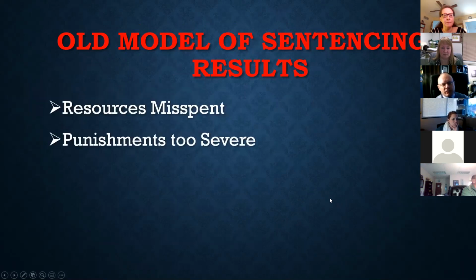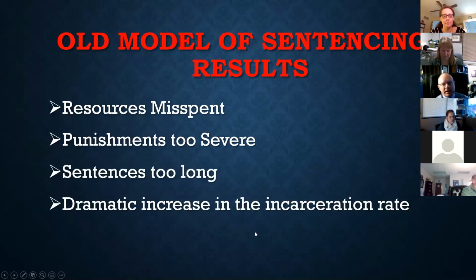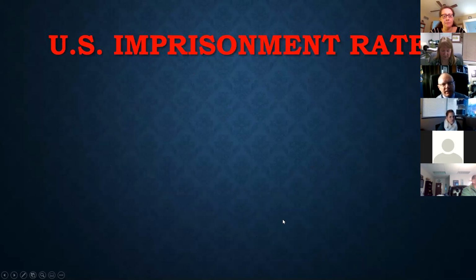Truth in sentencing, you look at Virginia in 1992, on all sentences of incarceration, you had to serve at least 80% of incarceration before you were even eligible for parole. And that was just such a burden on their system. Punishments too severe, sentences too long, a dramatic increase in the incarceration rate.